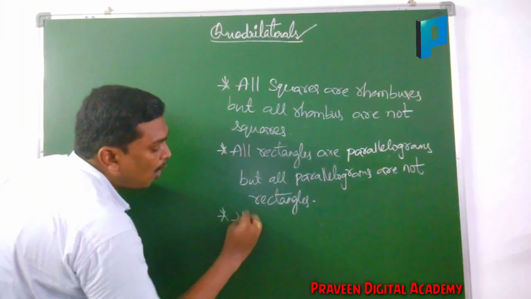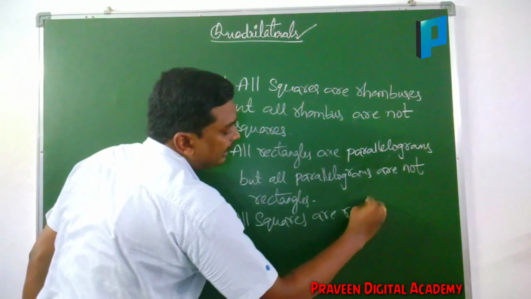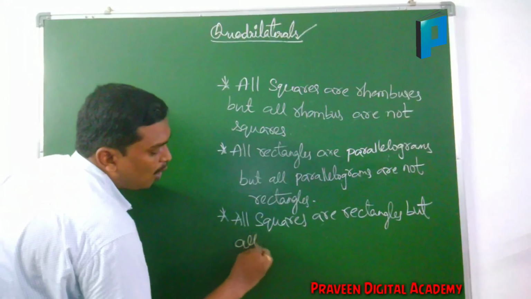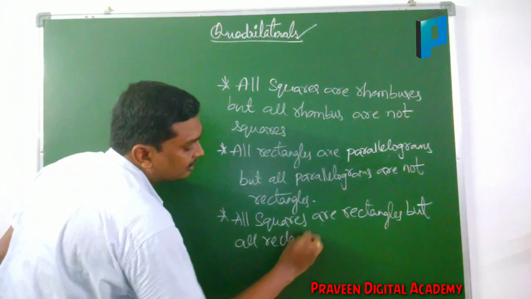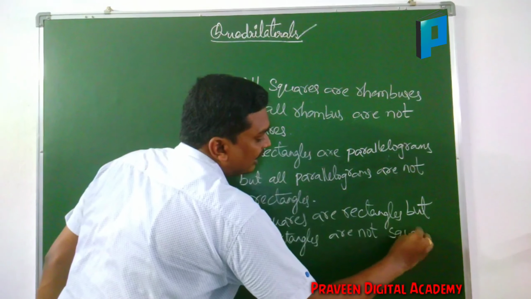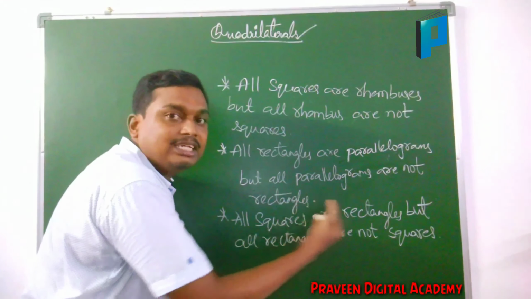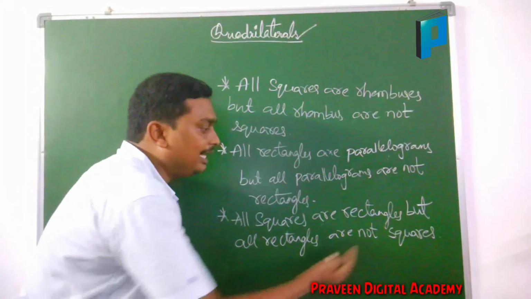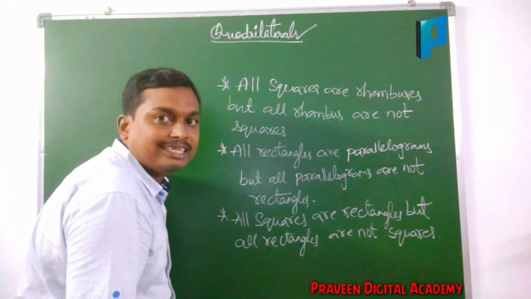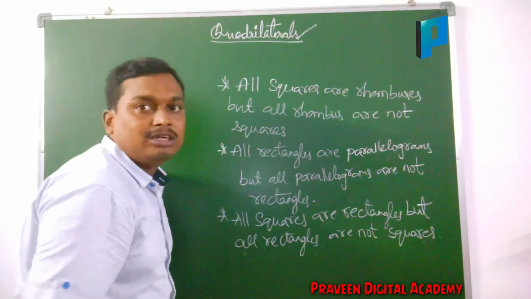In the same way, all squares are rectangles, but all rectangles are not squares. Here all squares are rectangles. All square properties obey the rectangle properties, but not all rectangle properties obey the square properties. So you can say all squares are rectangles, all rectangles are not squares.